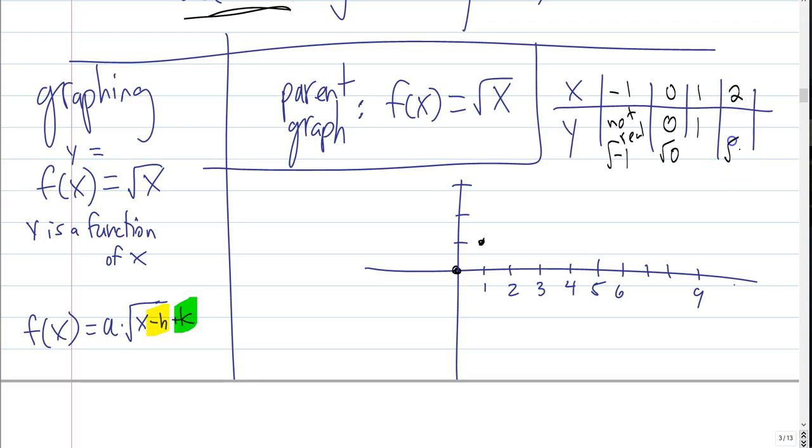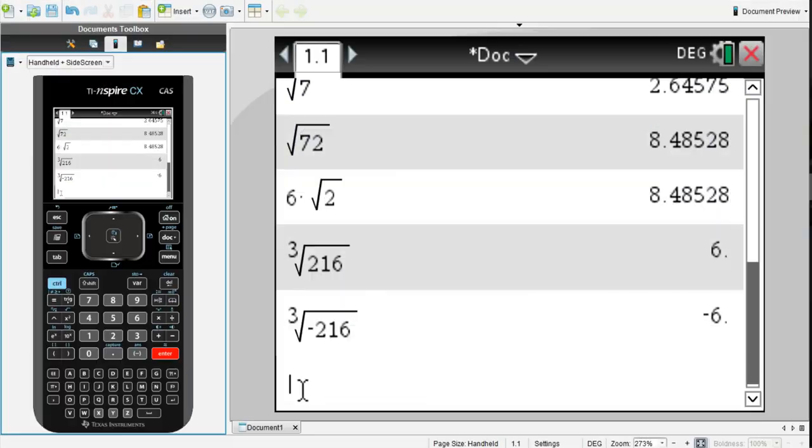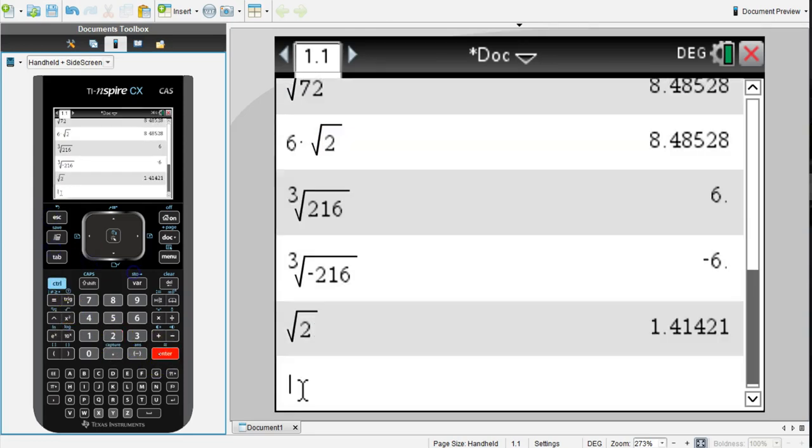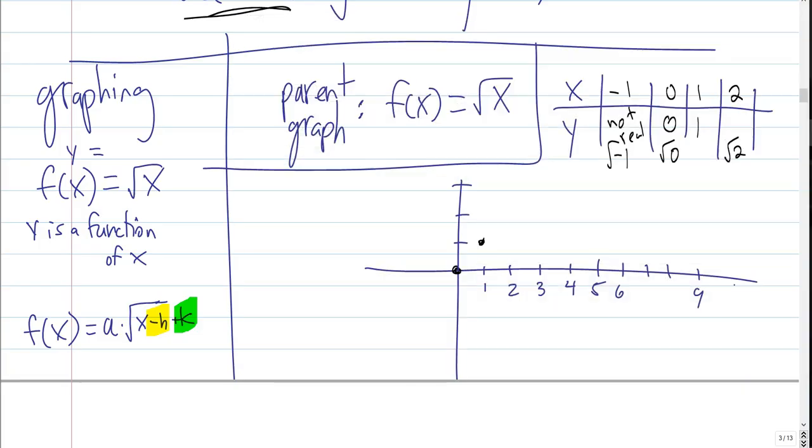Because the square root of 2 is not a pretty number. See, it's a real number. I can do the square root of 2 and get an approximate. Should be 1 point something. 1.4. So I can do 1.414 and go from here and go to 1.4. But that's not really terribly helpful to plot a bunch of messy points like that, right?